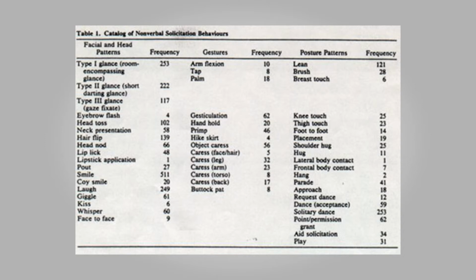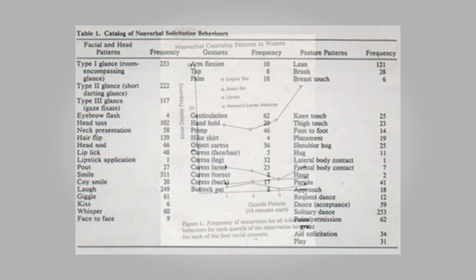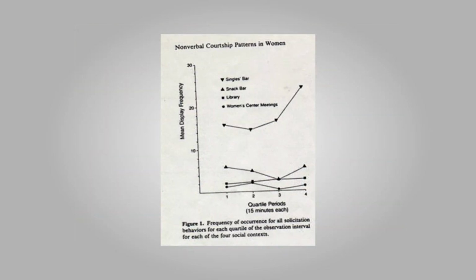What you see here is a catalog of nonverbal behaviors, and what the researchers were supposed to do was go to different places and count the number of times that the women who were their subjects exhibited these behaviors. It's structured because the researchers had a list of things that they were looking for, and they were basically counting their presence or absence. Now, she compared the incidence of these different behaviors in 3 different contexts. She went to a singles bar, a university snack bar, a library, and a women's center's meetings.